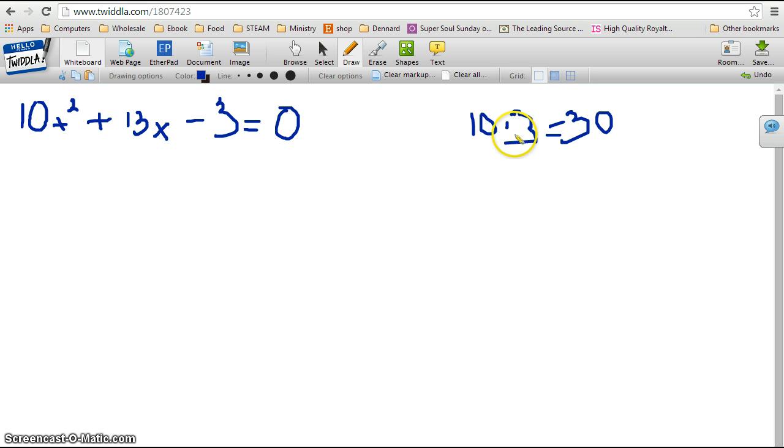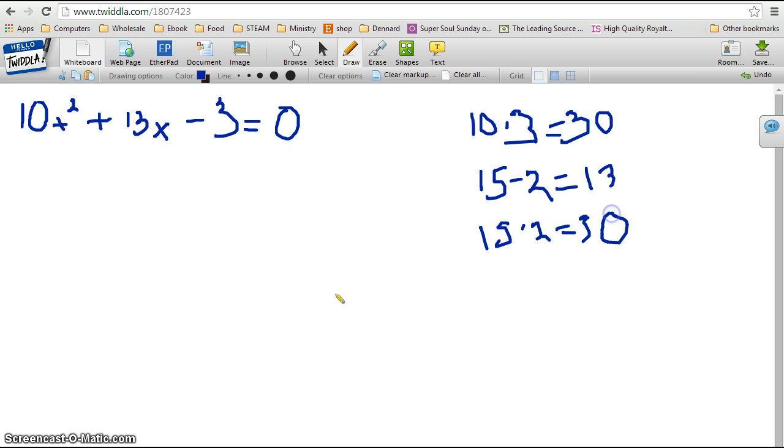So the first question is 10 times 3 equals 30. A times C equals 30. So what two numbers, when you add them together or subtract them, will give you 13? And when you multiply those same numbers, will give you 30. So right off the bat, I know 15 minus 2 will give me 13, and I know 15 times 2 will give me 30.